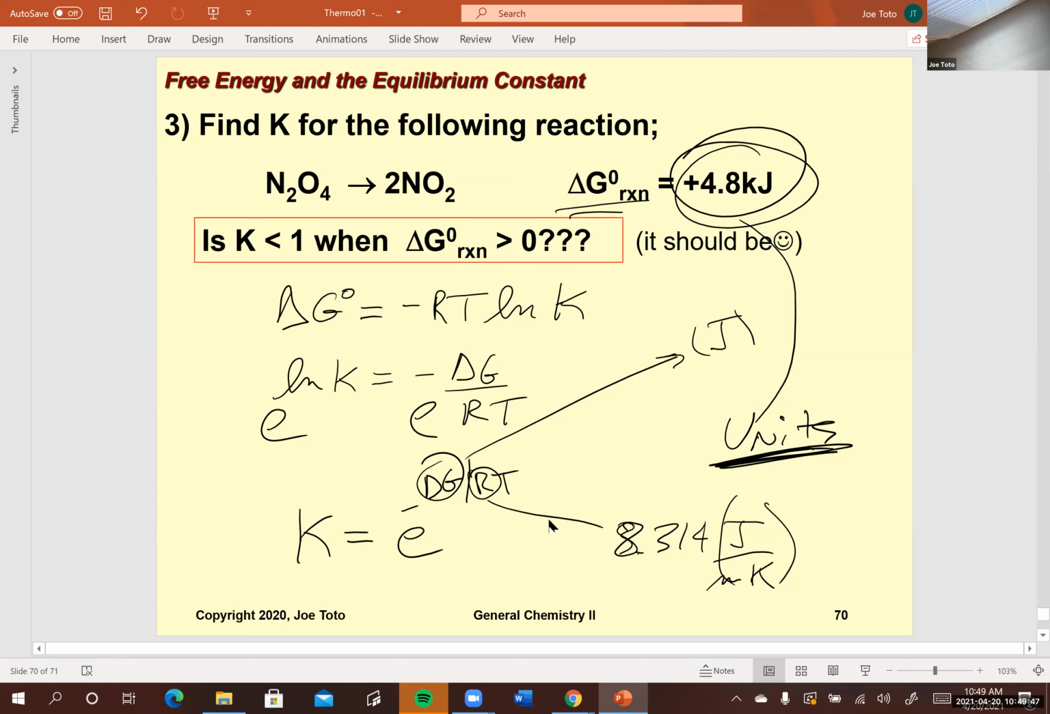Okay, so you guys, I think you can plug and chug on that. And that wraps it up for thermodynamics. And so we'll end it there. Are there any questions on this or anything?